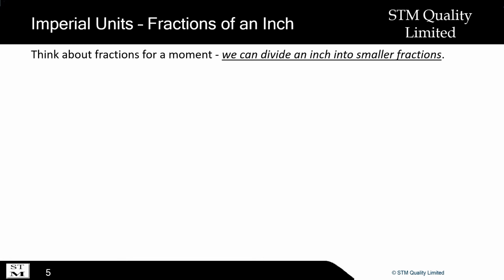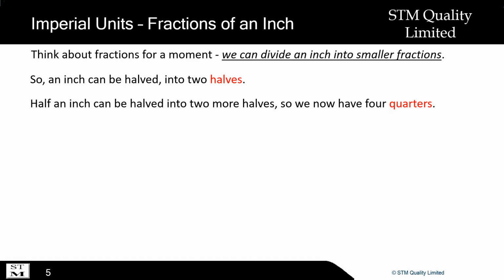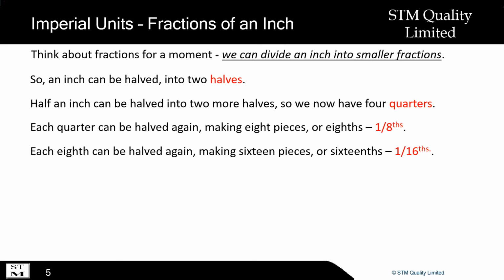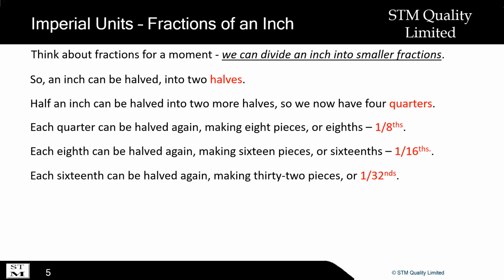Think about fractions for a moment. We can divide an inch into smaller fractions. So an inch can be halved into 2 halves. Half an inch can be halved into 2 more halves. So we now have 4 quarters. Each quarter can be halved again, making 8 pieces or eighths. Each eighth can be halved again, making 16 pieces or sixteenths. Each 16th can be halved again, making 32 pieces or thirty-seconds.